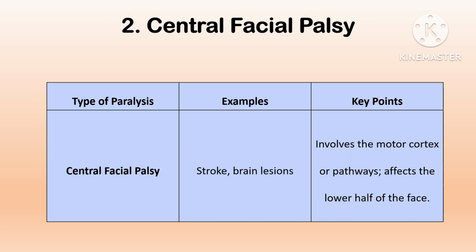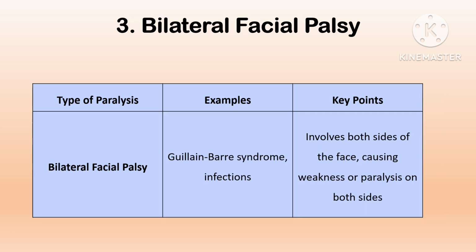The next is central facial palsy, which happens due to damage to the motor cortex or its pathway. This type affects the lower half of the face more than the upper half, often seen in conditions like stroke or brain lesions. Bilateral facial palsy occurs when both sides of the face are affected, and this happens in conditions like Guillain-Barré syndrome or infection that impacts the facial nerve bilaterally.